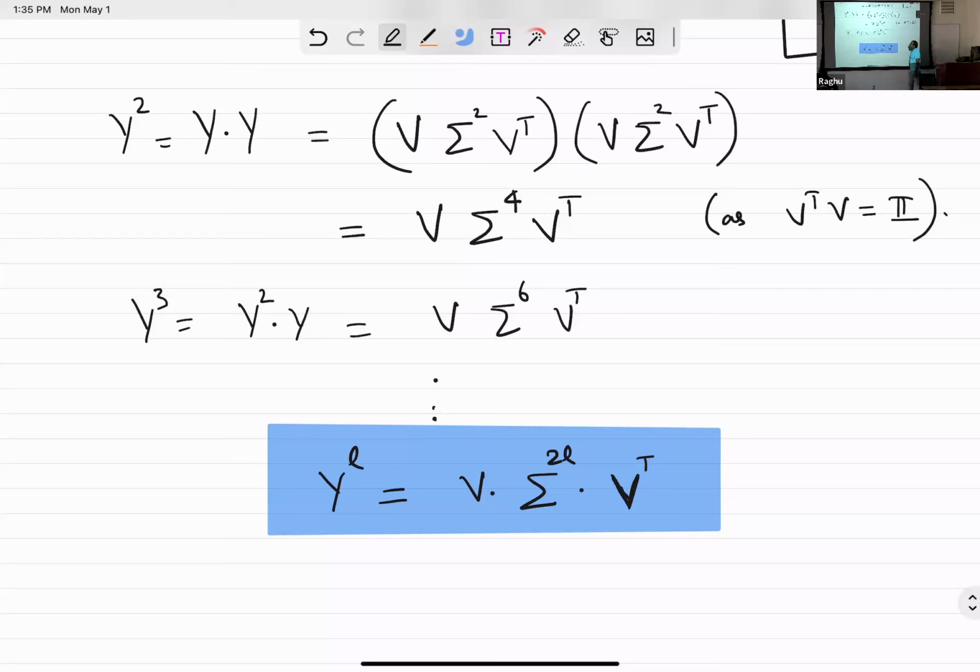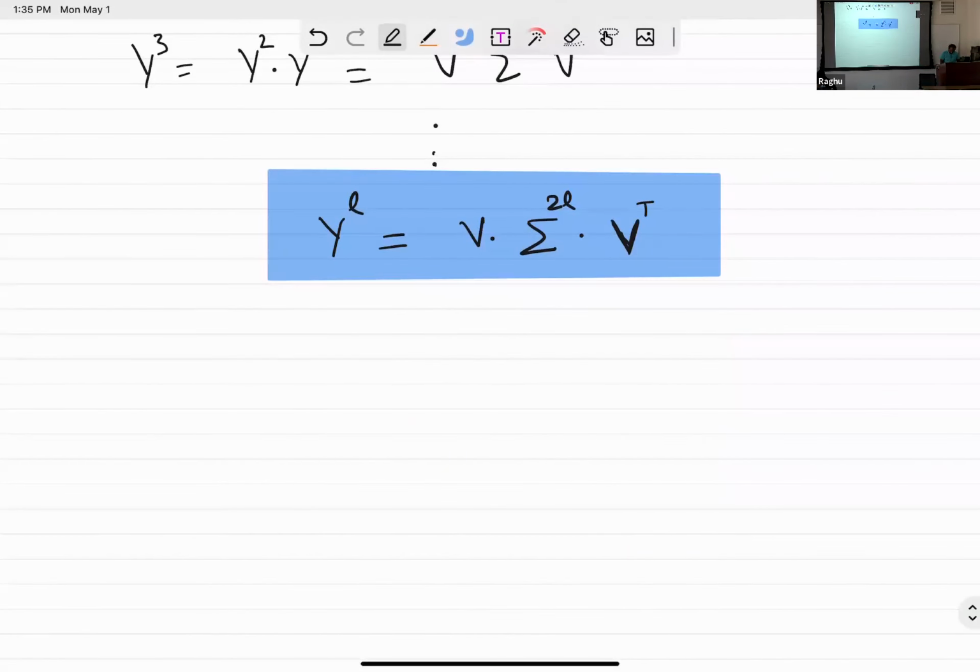So Y was V sigma squared, Y squared is V sigma to the 4, Y cubed is V sigma to the 6, and so on. Well, good. Now another question. What is sigma to the 2L?